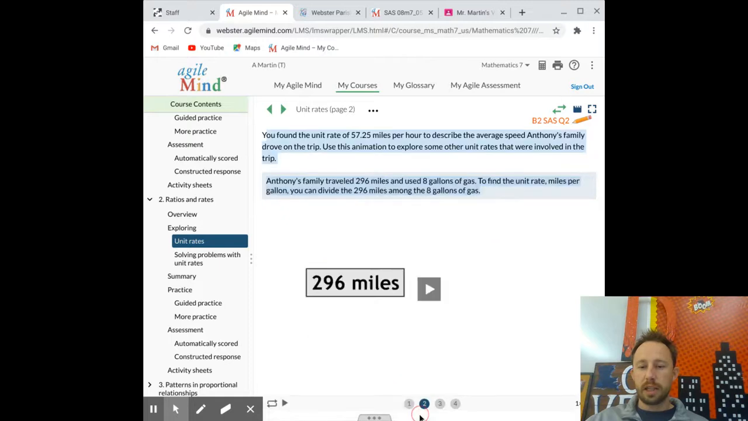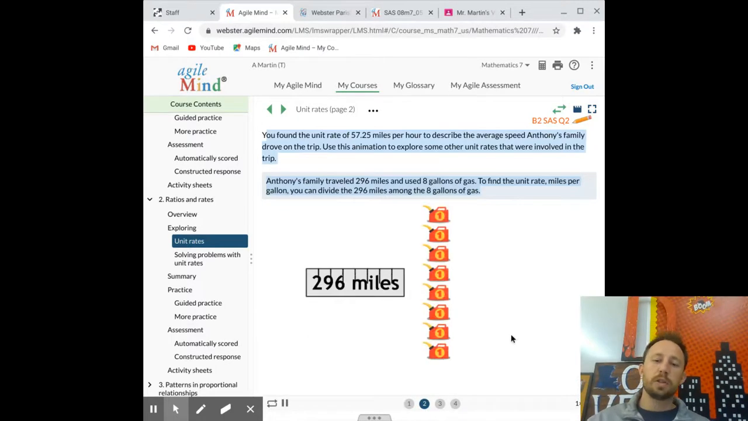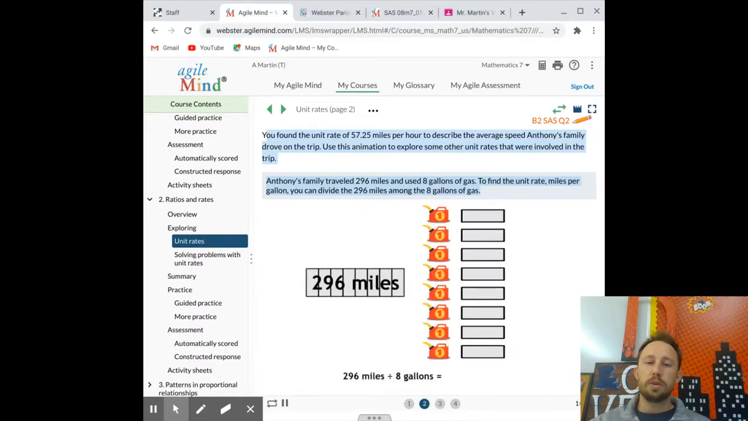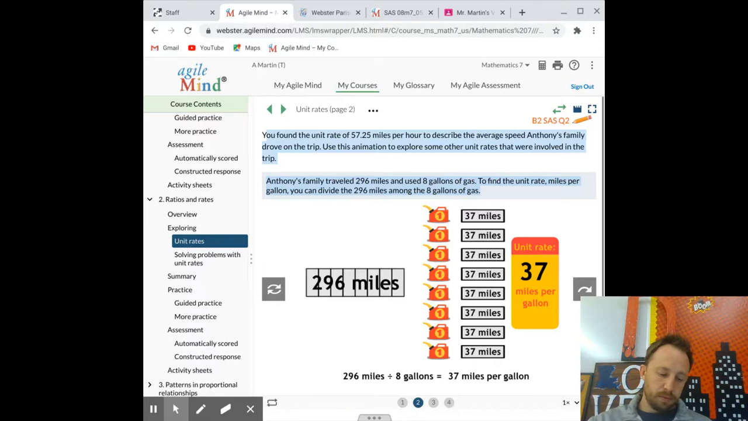All right, so let's check it out. They're going to do this by splitting this up into a tape diagram, just like we used in the 6th grade. And so they got 296 miles split into 8 parts. And so when they take 296 and split it into 8 pieces of tape, that means that each piece of tape is worth how many miles? 37, correct. And so that means that our unit rate is what? 37 miles per gallon.